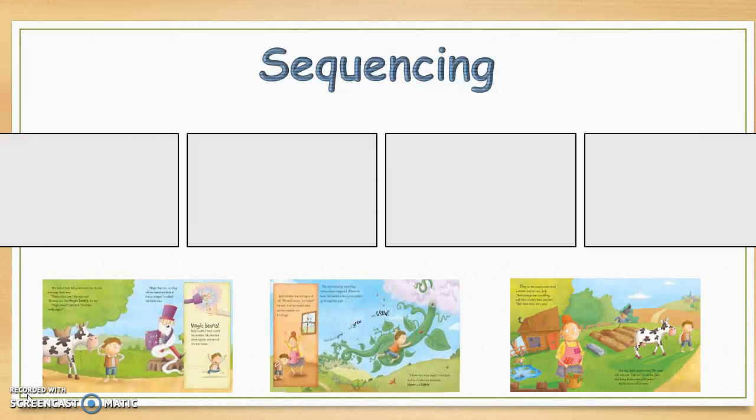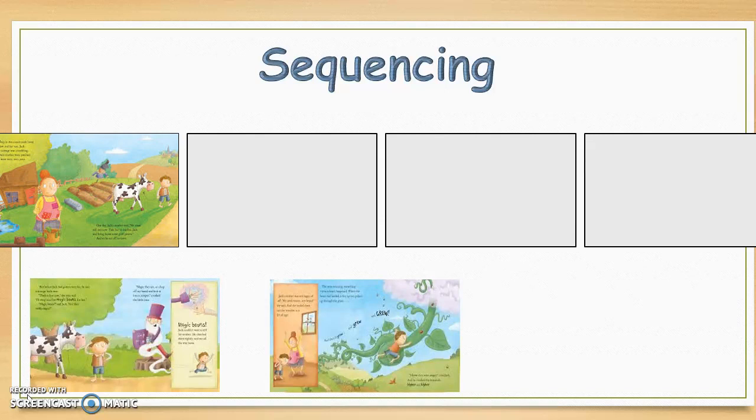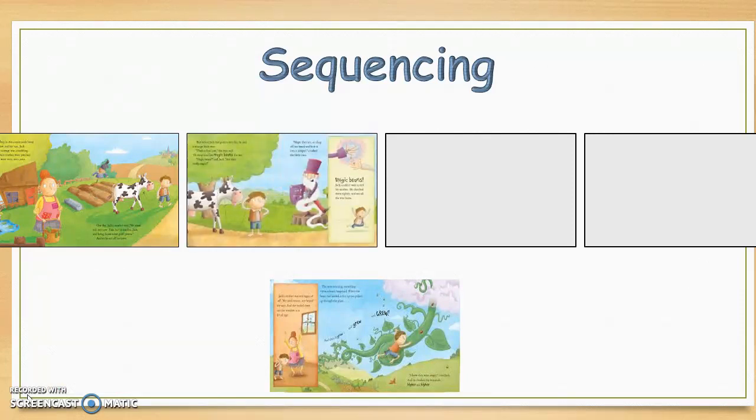Have a look at the pictures below. Which picture should come first in the story of Jack and the Beanstalk? Yes, you're right. It is the picture that shows that Jack and his mom lived on a farm. What picture should come next? Yes, you're right. They were very poor, so Jack sold a cow for magic beans.